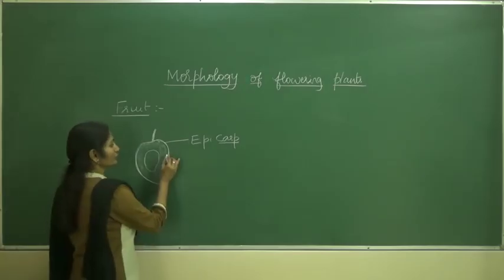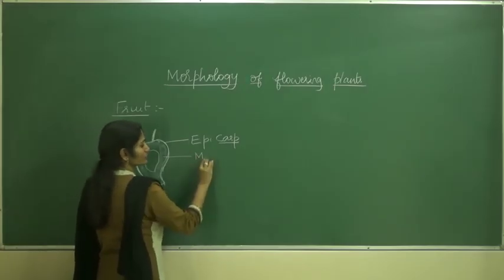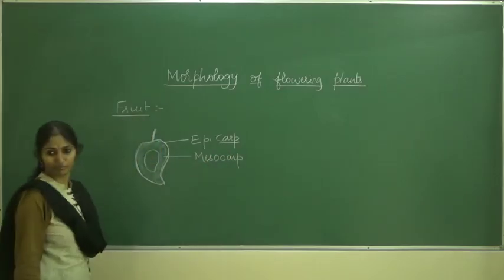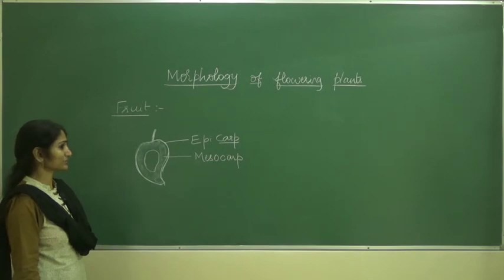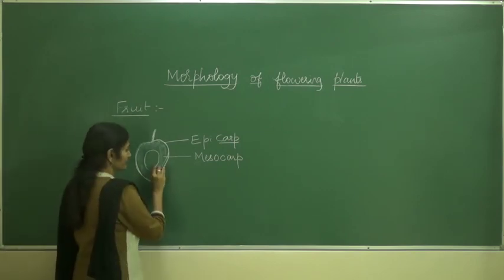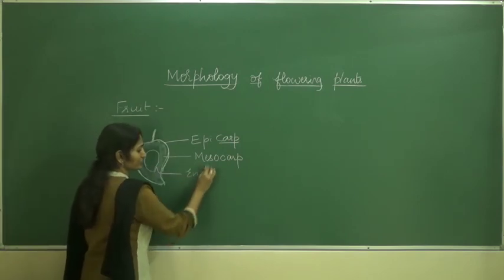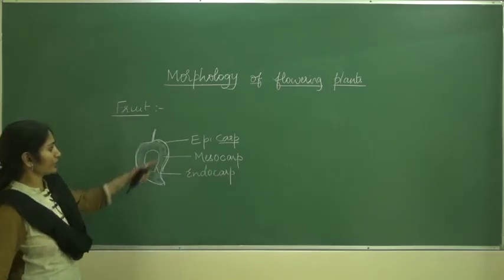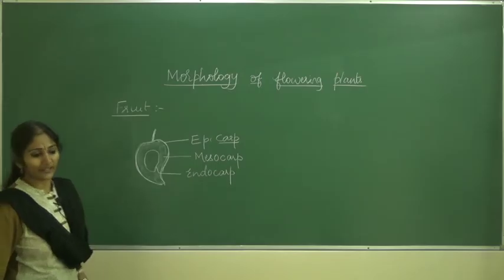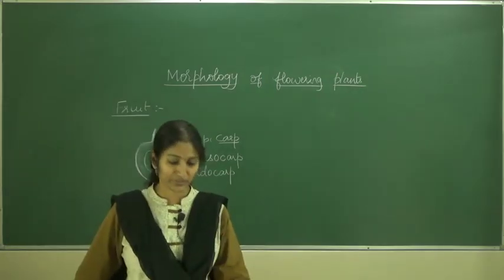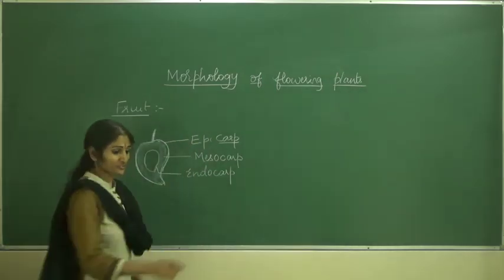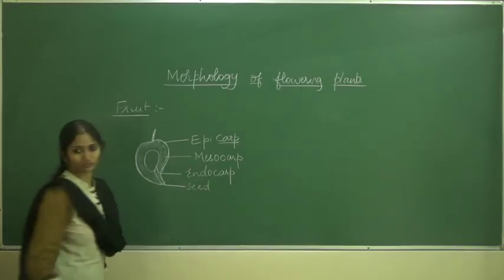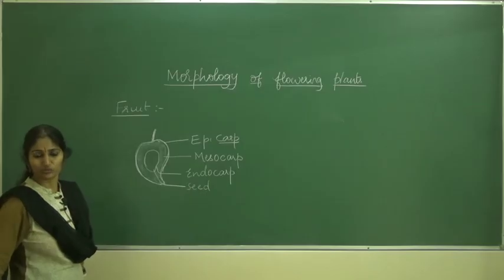Then you have the middle one, which is called the mesocarp. Then we have the middle layer, the mesocarp, and inside this we have something that we call the endocarp. So we have the epicarp, the mesocarp, and the endocarp present inside. Now inside this endocarp, what you see is actually our seed, the mango seed.